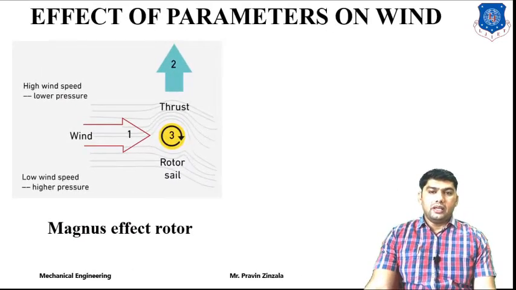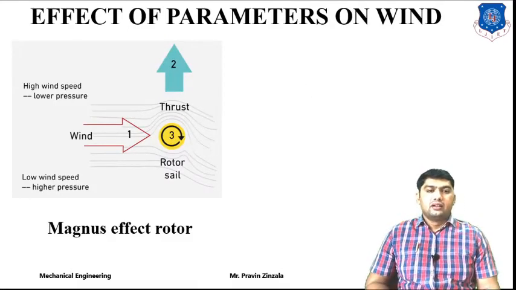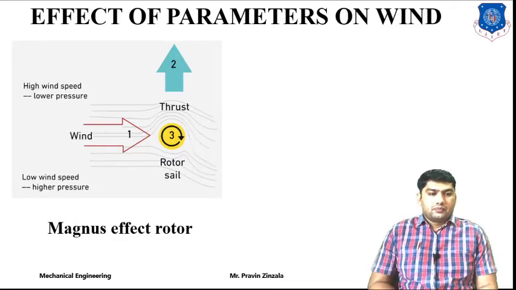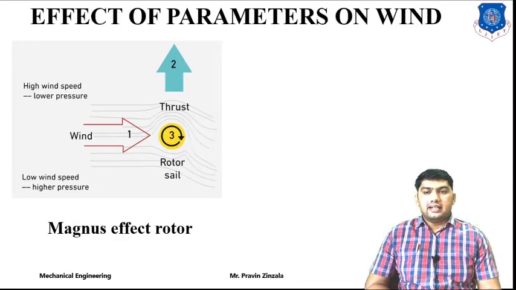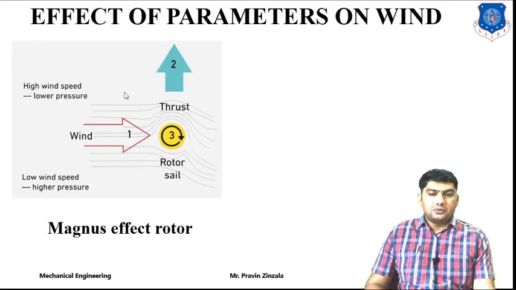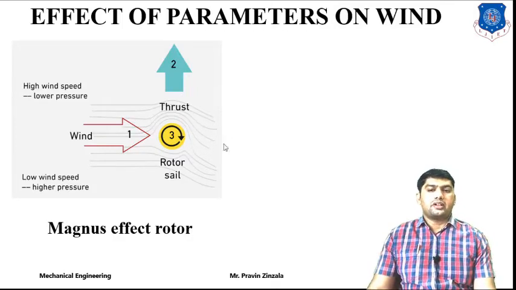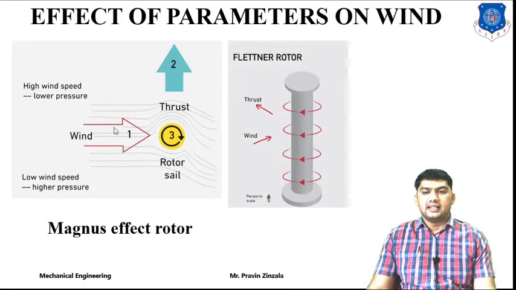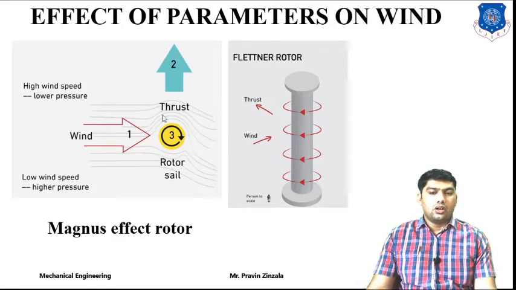Next is the effect of parameters on wind turbines. Many parameters affect a wind turbine, like density, air velocity, solidity, and tip speed ratio in the wind turbine performance curve. Next is the Magnus effect. It is a type of effect which produces rotational motion. Like this cylinder, whenever wind strikes a wind turbine, it tries to rotate the rotor. So it is called the Magnus effect.